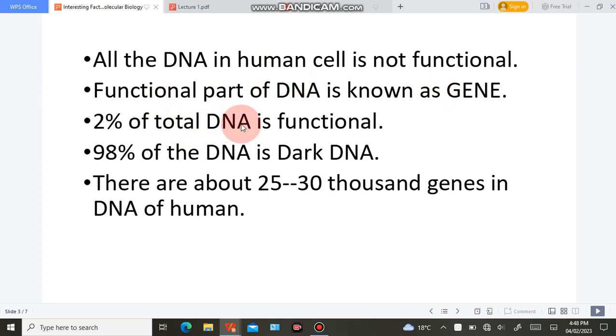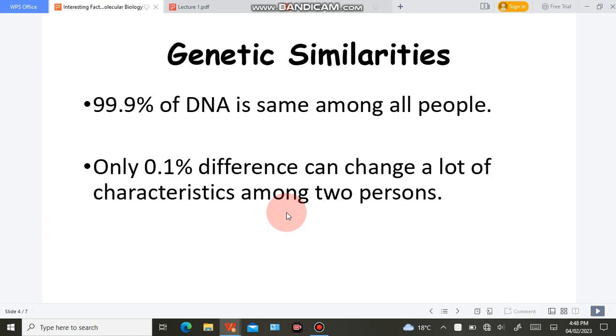2% of the total DNA is functional, while the rest, 98% of DNA, is known as dark DNA, because it is noticed that it does not get involved in any type of protein synthesis. So that's why we can say that it is dark DNA. There are 25 to 30,000 genes in human genetic material. These 25 to 30,000 genes basically fall in this category, the 2%.